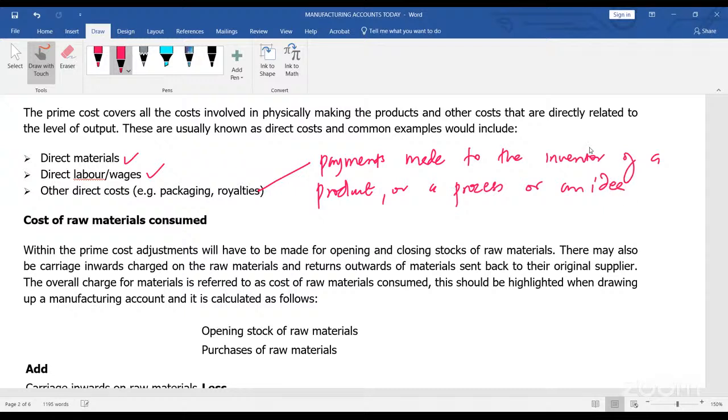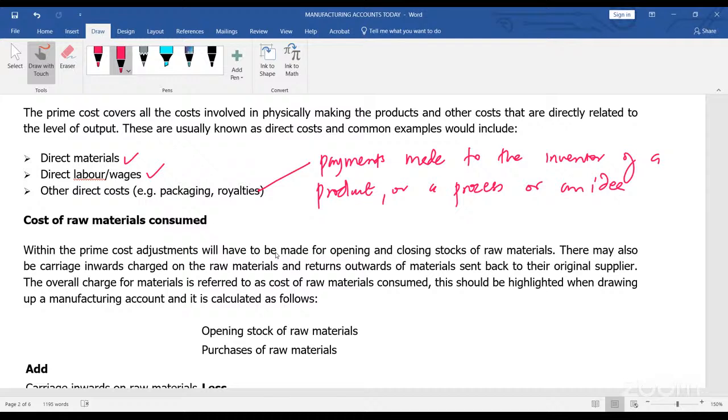If I have my idea and I share it with you, if you implement the idea, then I expect a payment. Payments made to the inventor of the product, the inventor of a process, the inventor of an idea. We give them royalties. So how do they determine these royalties? Sometimes you find that the royalties are a percentage of the revenue earned by the use of the product, the process, or an idea.